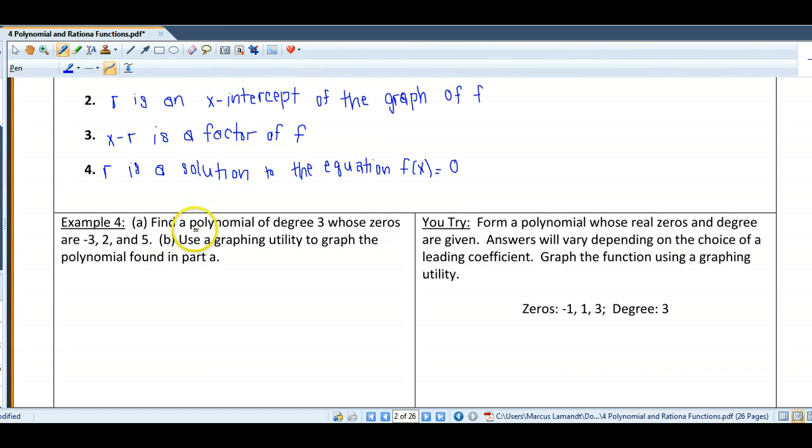Alright, you guys, find a polynomial of degree 3 whose zeros are -3, 2, and 5. Let's do part A first.